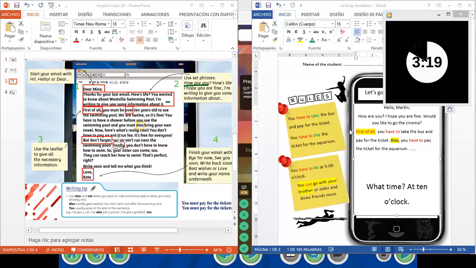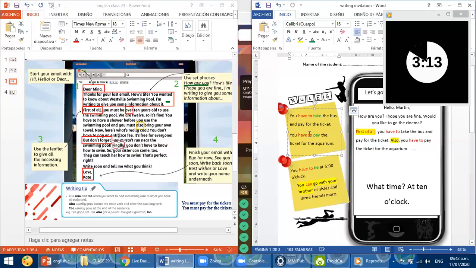Okay, Diego. Diego, only pay attention in this part. The negative of having, when the obligation is don't. It's not haven't. Don't. You don't have to pay for the ticket to the aquarium. It's free, no? Don't, okay? Remember this part. Change because you're using haven't. Use don't. Very good, Diego.